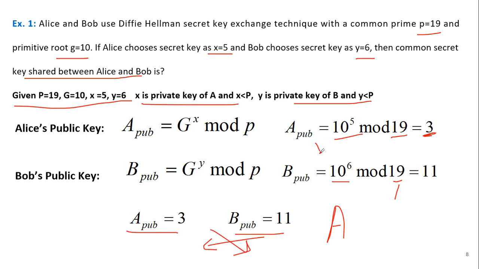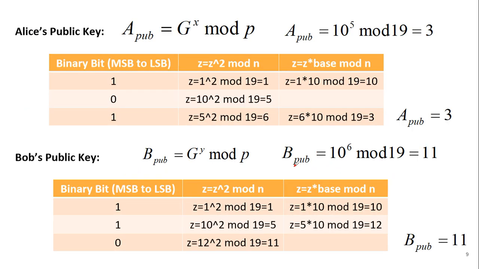Now we'll see how this operation we can easily compute using the square and multiply algorithm. I already published a video on the square and multiply algorithm. When the exponent is large, this operation is very efficient, but as this exponent is small, we can directly do 10 square mod 19. After that we can do that operation also.